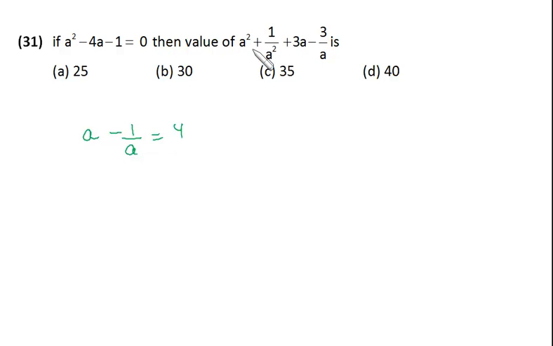I want a square plus 1 upon a square, so a square plus 1 upon a square minus 2 is equal to 16. So a square plus 1 upon a square is equal to 16 plus 2, 18. Okay. Now we know value of a square plus 1 upon a square, that is 18, plus 3 times a minus 1 upon a, that is 4. So 18 plus 12, 30. Okay.